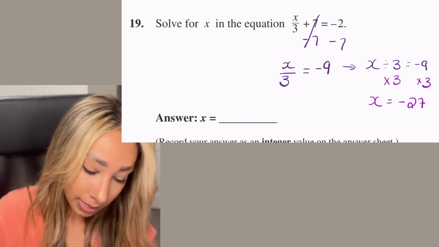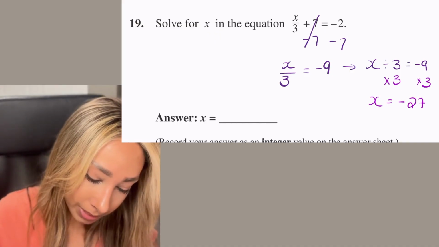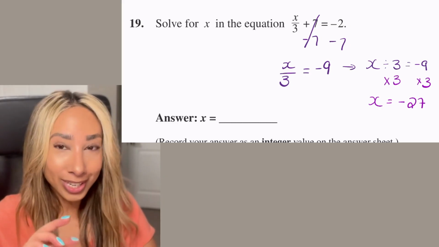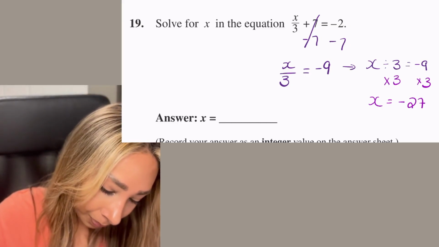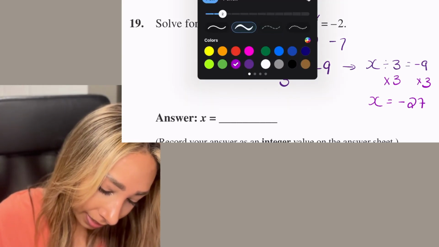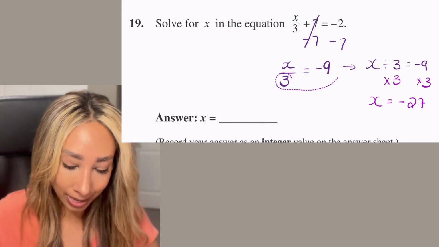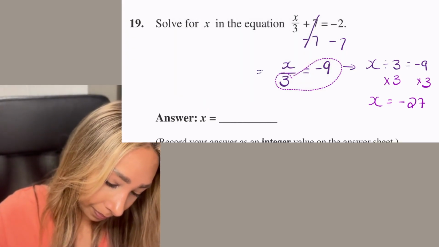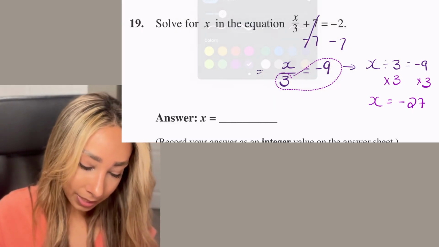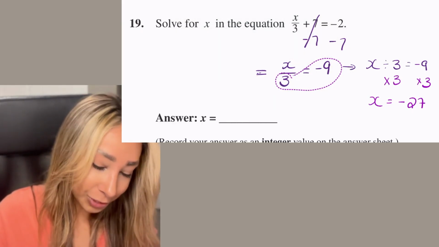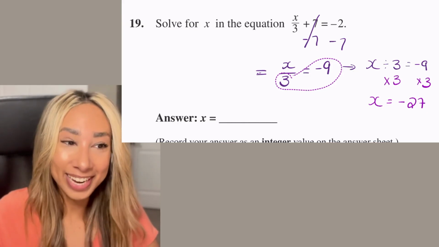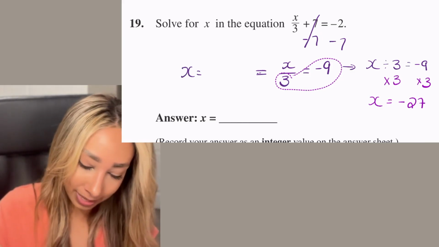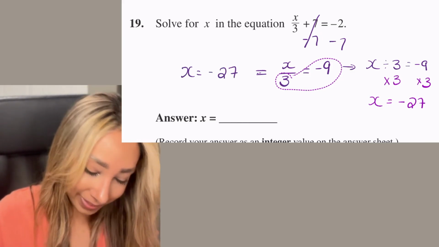The other way I can do this is recognizing, again, that this is opposite operations. So when you see a number over that fraction bar like that, you actually can just think about it like this. We can multiply those 2 numbers to get x alone, which is kind of what we did on the other side there. That's going to go 3 times negative 9, and that will give me x equals negative 27. So regardless, the answer is the same: negative 27.